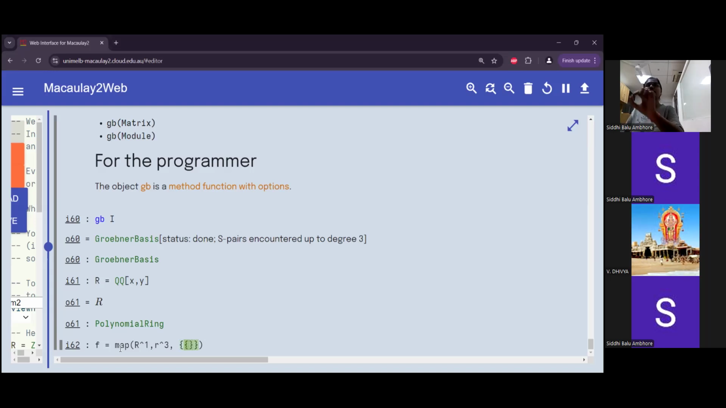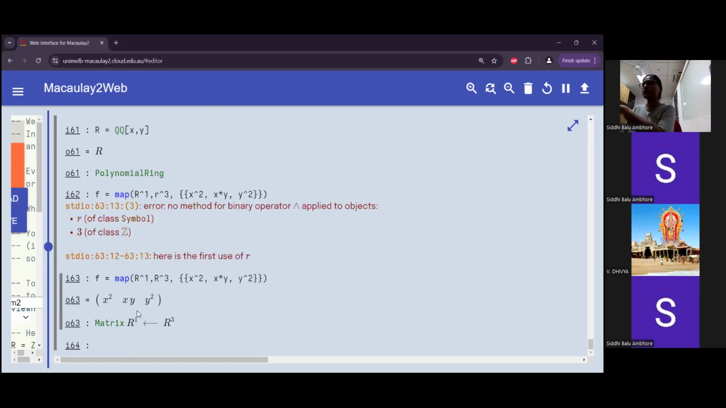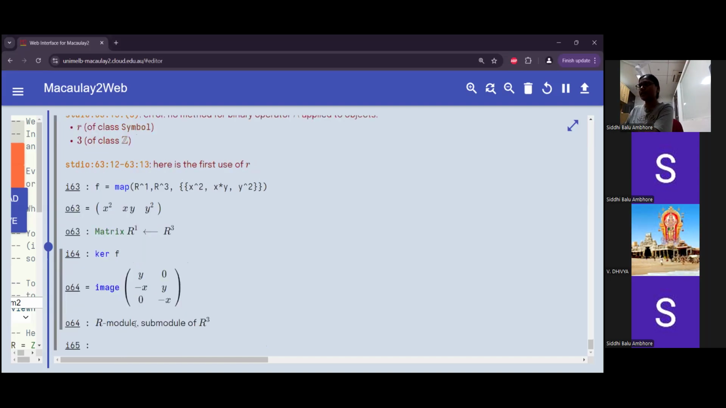And now since these are module maps, we have to define them as a matrix. Okay, so that's why these double brackets, unlike small, it must be capital. So this is now a map from R3 to R1, and it considers it as a matrix. And when I try to find the kernel of f, which is exactly what we have, this is what we got. Okay, this is exactly what we got.